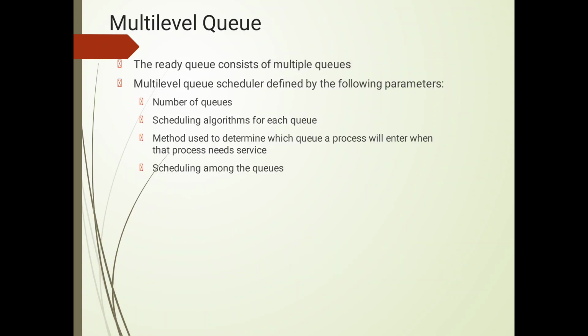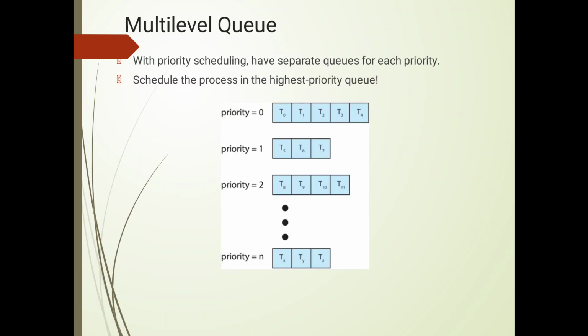Then multi-level queue. In the multi-level queue, the ready queue consists of multiple queues. The multi-level queue scheduler is defined by the following parameters: the number of queues, the scheduling algorithm for each queue, the method used to determine which queue a process will enter when it needs service, and scheduling among the queues. With priority scheduling, there is a separate queue for each priority, and the scheduler schedules the process in the highest priority queue.